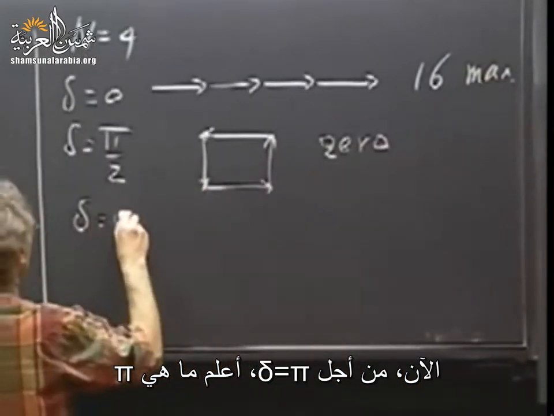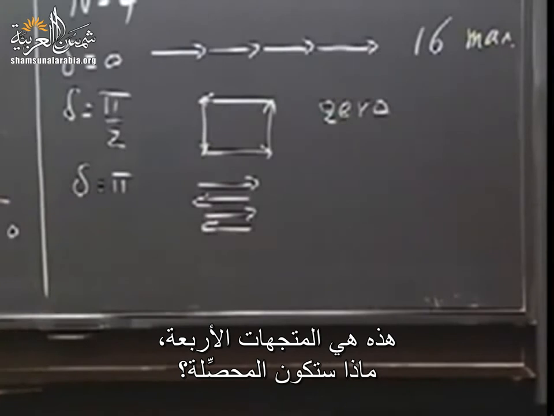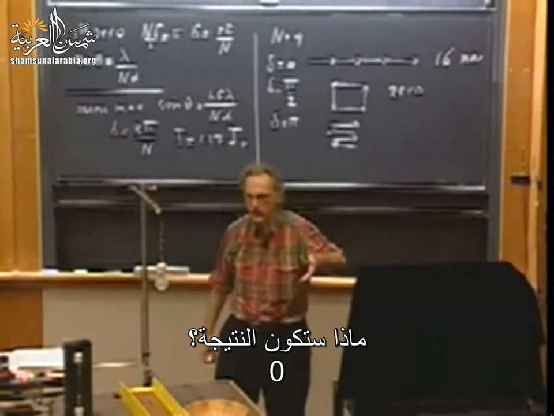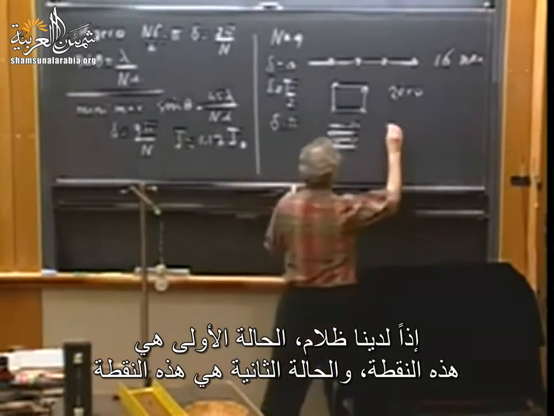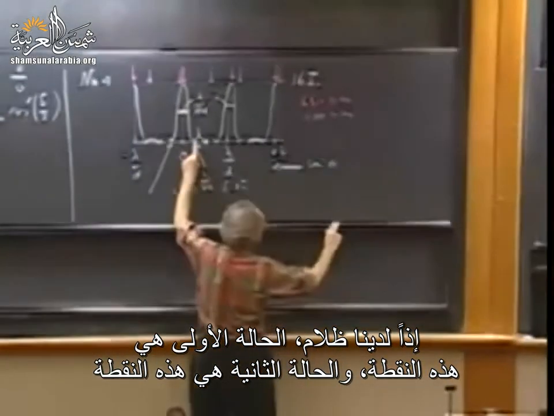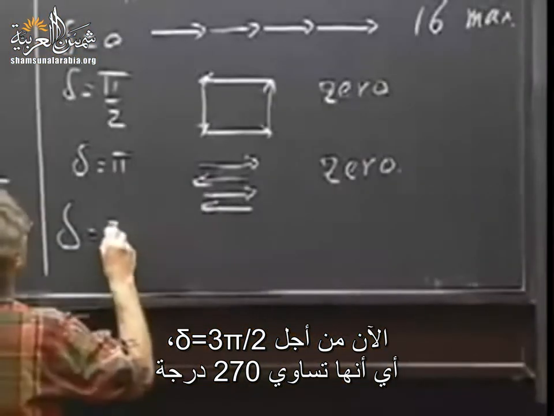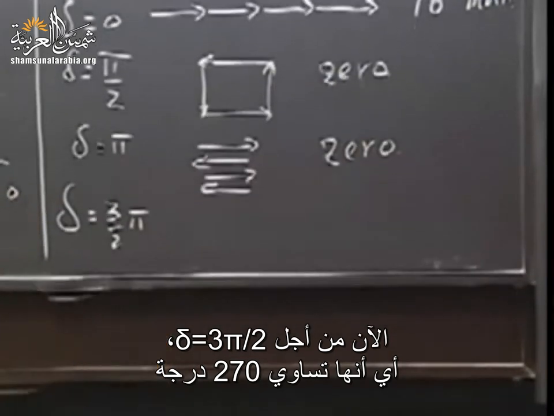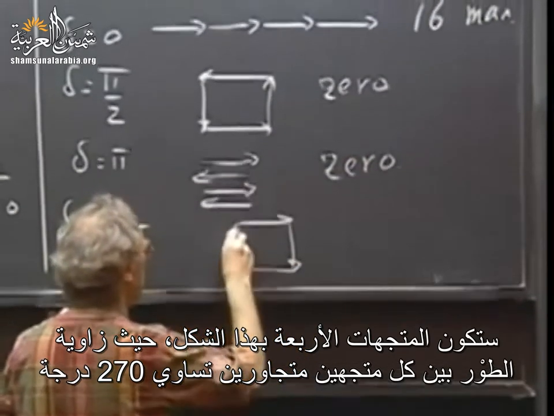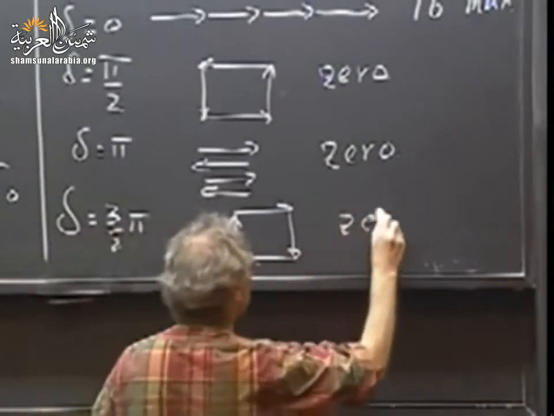Now I go delta equals pi. I know what pi is. 1, 2, 3, 4. What do I end up with? I add 4 vectors, 180 degrees, flip, flip, flip, flip. What is the net result? 0. So it's dark. Here, this one is this one. And the second one is this one. Now I'm going to do this one for you. Delta equals 3/2 pi. 3/2 pi is 270 degrees. Well, this is 1, this is 270 degrees, this is 270 degrees, and that is 270 degrees. What is the net result? 0. So that's this one.